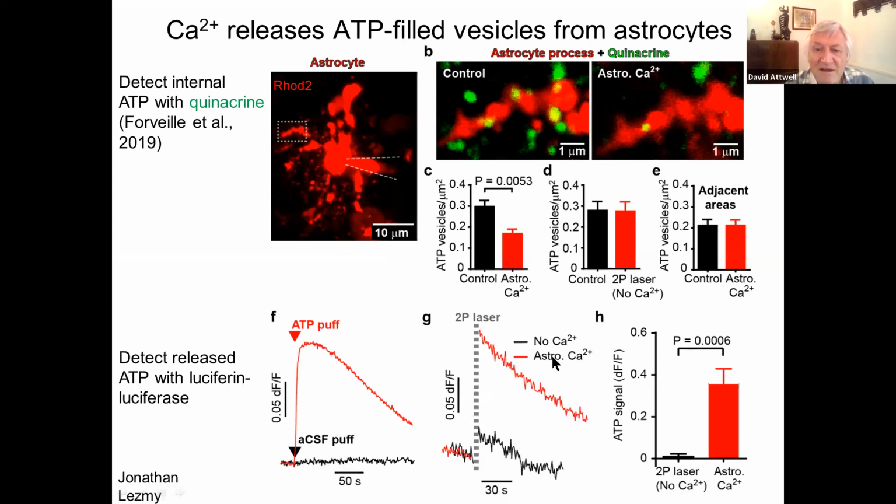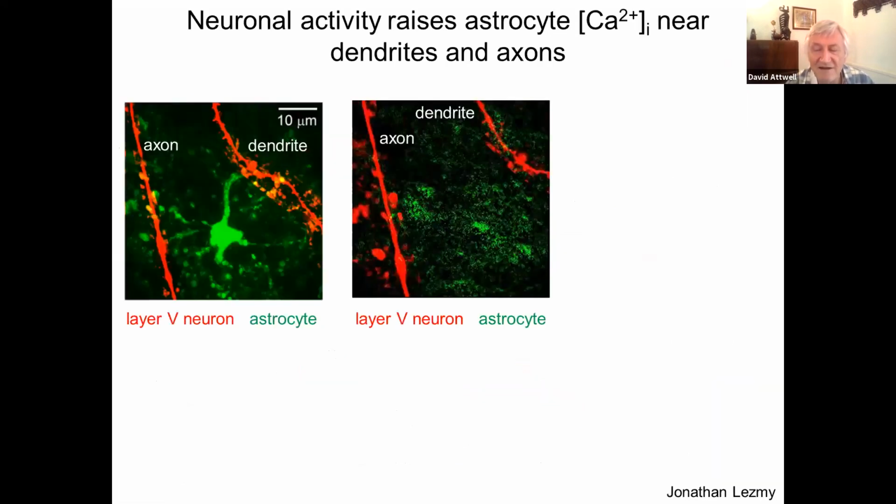If we then put the caged calcium into the astrocyte and uncage it with our 2-photon laser, you get a big signal due to ATP release. And although there is a bit of an artifact here, you don't get this happening if you don't include the caged calcium in the astrocyte, as you can see from these mean data on the right. So we believe that when calcium goes up in astrocytes, it releases ATP. And this can happen during neuronal activity.